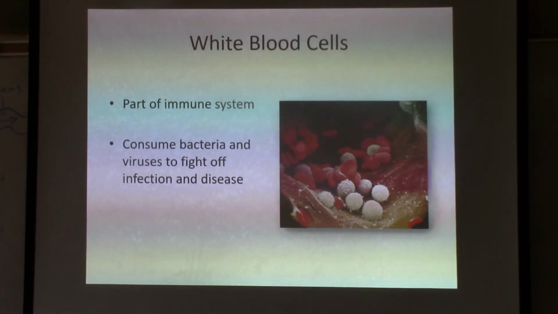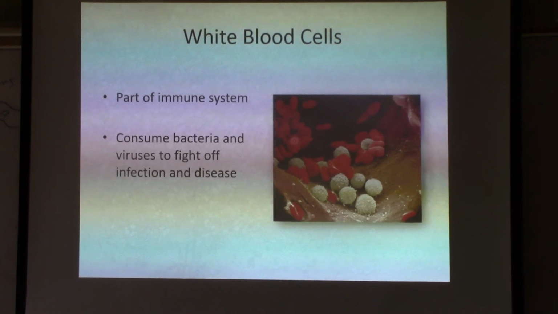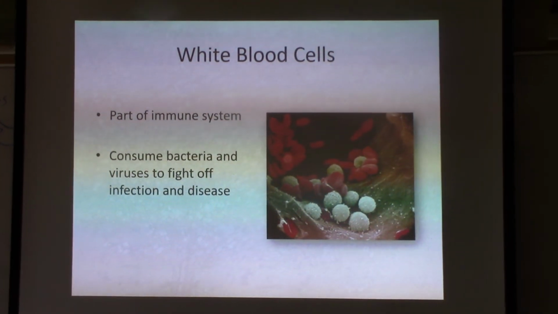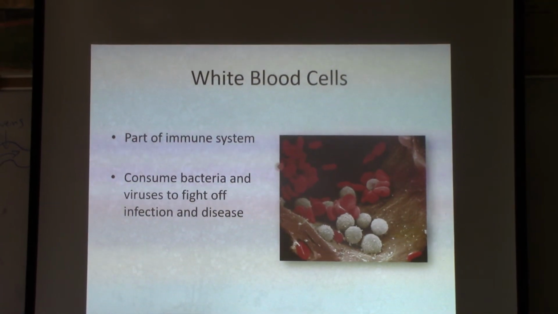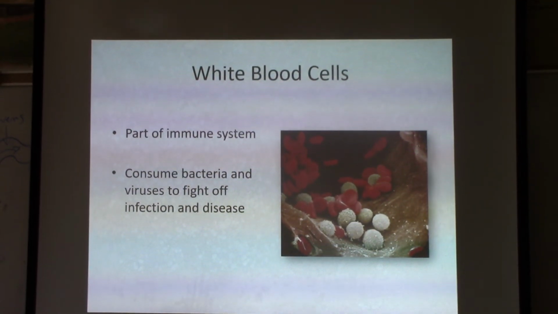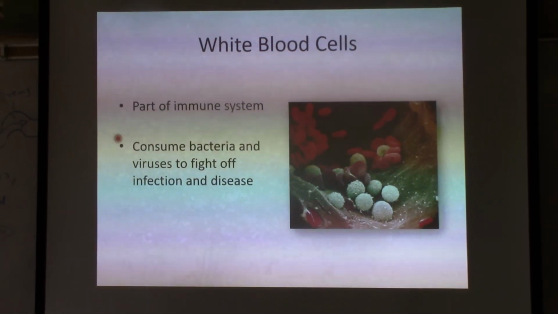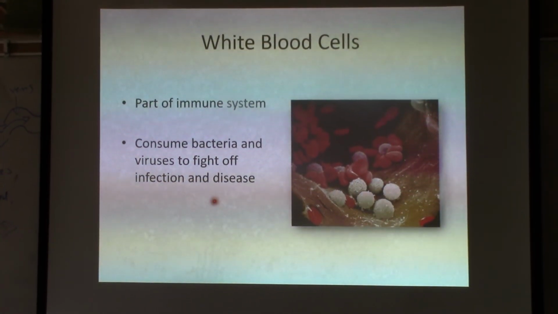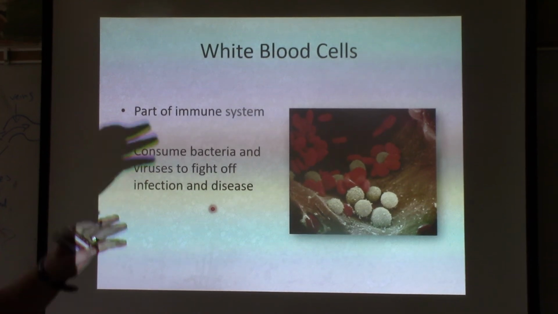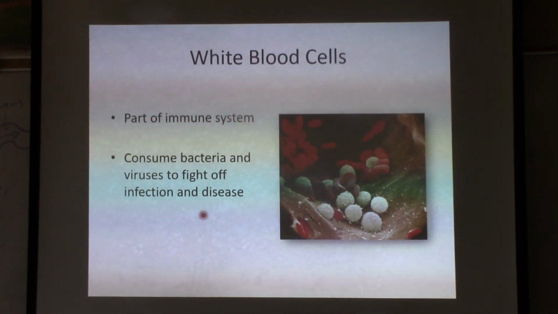We'll talk about the immune system more in high school biology, but white blood cells are part of the immune system, right? This is a big thing right now, immunity, right? And vaccination to deal with COVID. So white blood cells consume bacteria and viruses to fight off infection and disease. Now we have like 25 different types of white blood cells, all right?